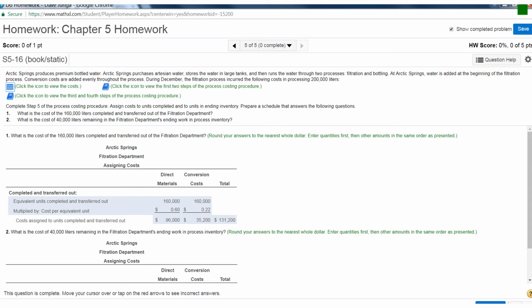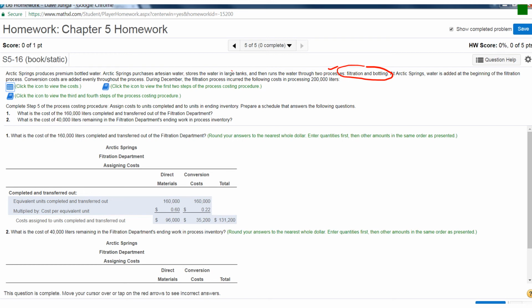We've got Arctic Springs. It says they produce premium bottled water. They purchase this artesian water, store it in large tanks, and then run the water through 2 processes: filtration and bottling. This problem is only going to be dealing with the filtration department.